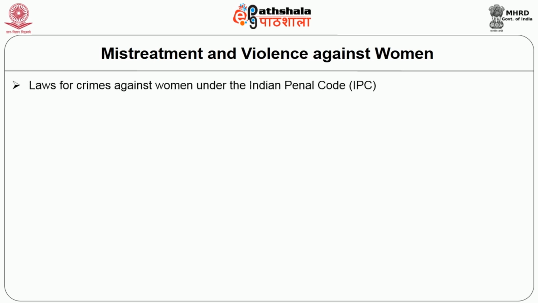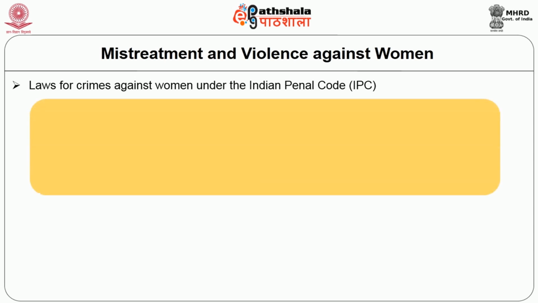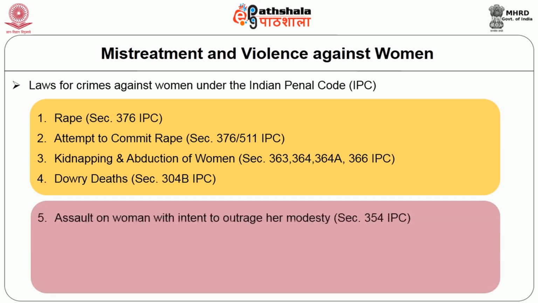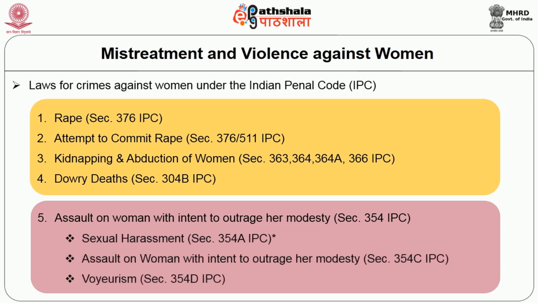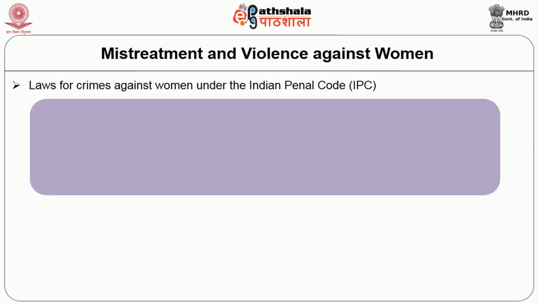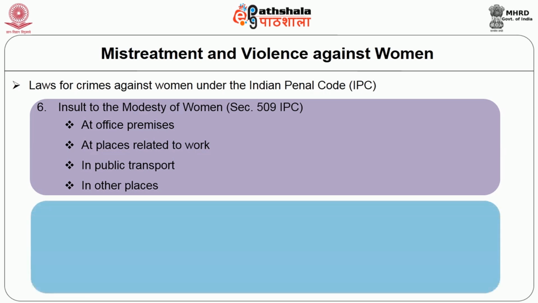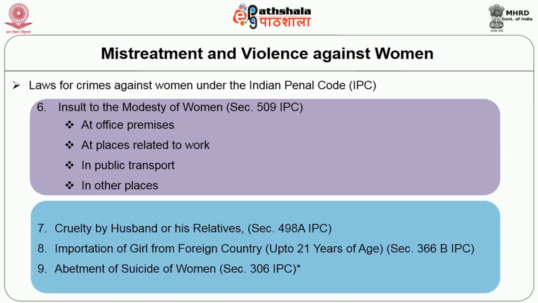Laws for crime against women under the Indian Penal Code are: rape, section 376 IPC, attempt to commit rape, kidnapping and abduction of women, dowry deaths, assault on women with intent to outrage her modesty, sexual harassment, voyeurism, insult to the modesty of women at office premises, at places related to work, in public transport, in other places, cruelty by husband or the relatives, importation of girl from foreign country, abetment of suicide of women.